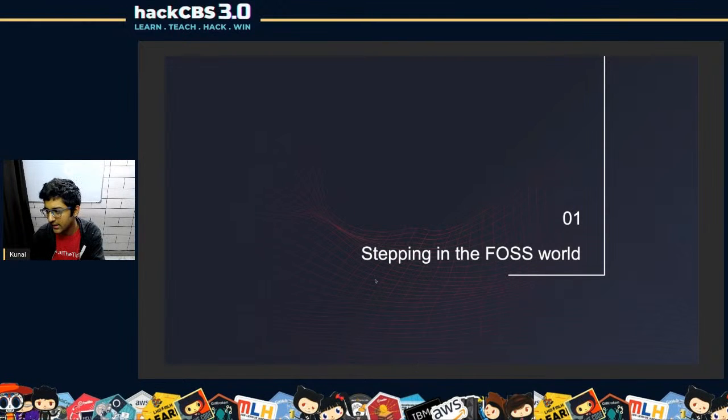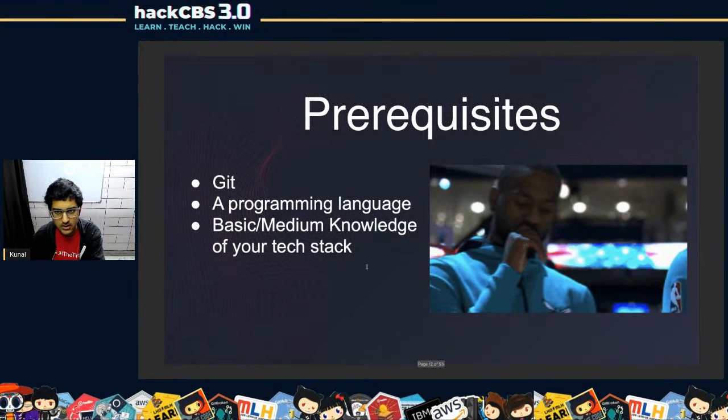How do we actually get started with open source? That is a good question. So there are a few prerequisites, obviously. One prerequisite is Git. Git is a version control system. Without Git, you would not be able to contribute. So make sure you know about Git, and you should know about a programming language, obviously, and basic to medium knowledge of your tech stack. So you should know a bit about development and stuff.